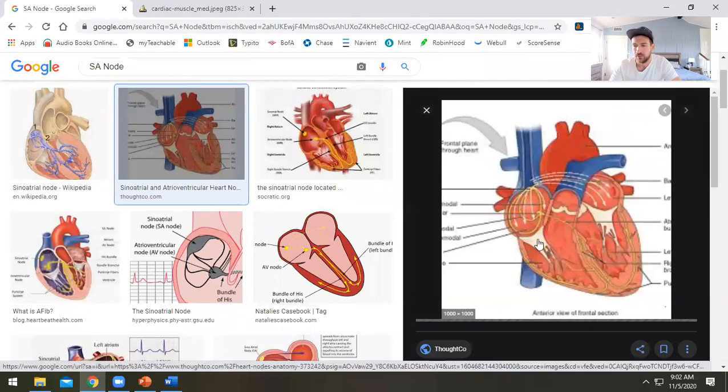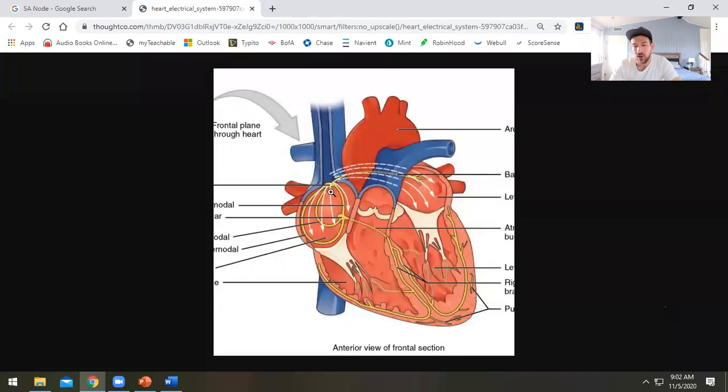Actually, that's a great picture right there. Oh, there we go, high quality. So your sinoatrial node, it's this little node right here. And this is actually what's determining your entire heart rate. So this little sensor right here gets signals from your nervous system saying, hey, speed up, or hey, slow down.